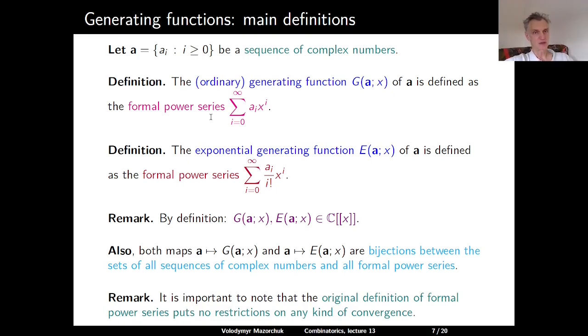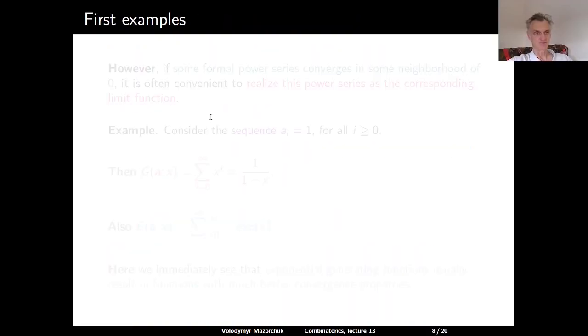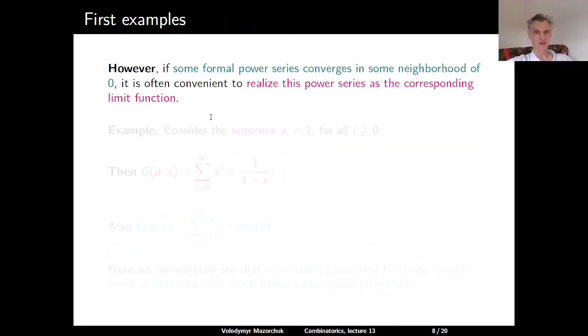If it happens that this formal power series converges to some function, then of course it's an interesting new piece of information which we can use to analyze the situation. So, if some formal power series converges in some neighborhood of zero, it is often convenient to realize this power series as a corresponding limit function. So here's an example. Consider the sequence a_i equal to 1 for all i greater than or equal to 0.